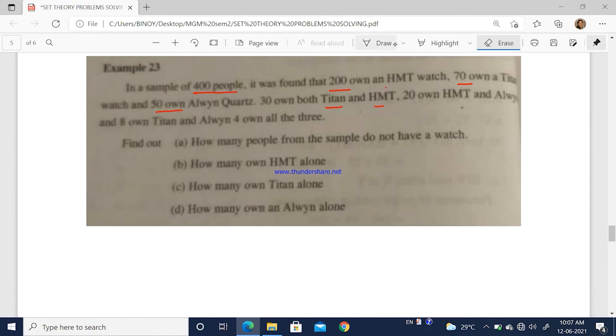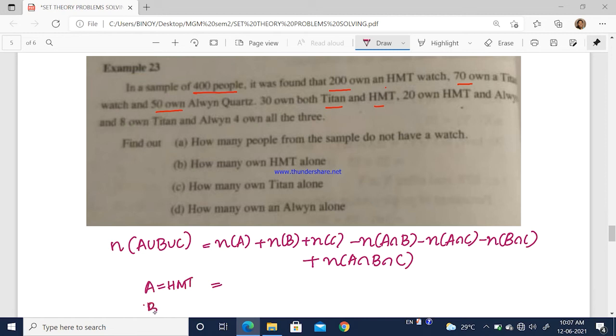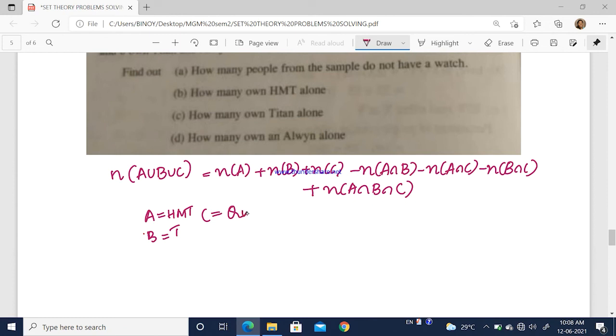We can solve this question using this law: n of A union B union C is equal to n of A plus n of B plus n of C minus n of A intersection B minus n of A intersection C minus n of B intersection C plus n of A intersection B intersection C. Now consider A as HMT, B as Titan, and C as Quartz. This is how it goes.